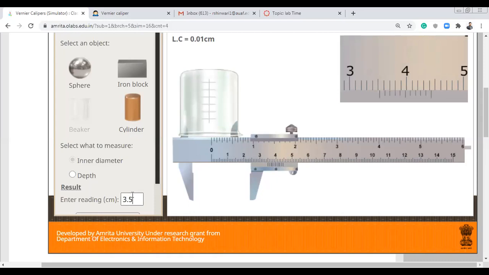3.5. This is the main scale reading. Which number is parallel to the main scale reading? Can you see here? Which number is more parallel to the main scale reading?